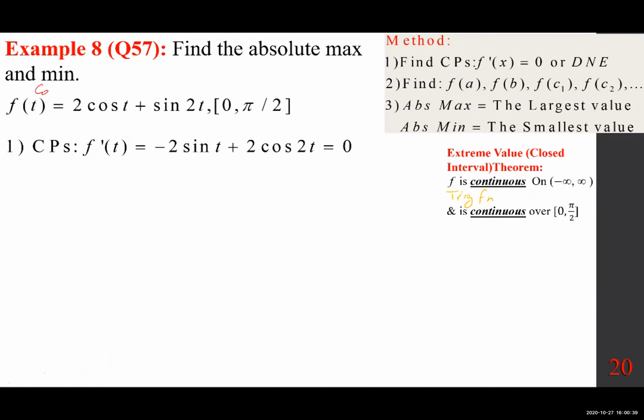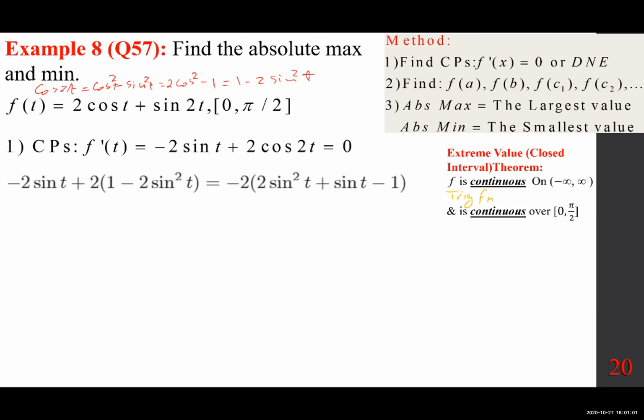So cosine 2t equals cosine squared minus sine squared, equals 2 cosine squared minus 1, equals 1 minus 2 sine squared. All of the above. And I hope you see why we are using 1 minus 2 sine squared, because we want to solve this, and this is sine, everybody. Because this is sine, we change this to sine. We use the last one.